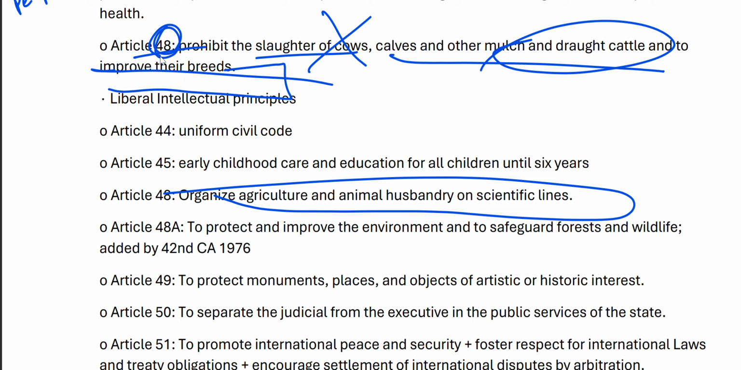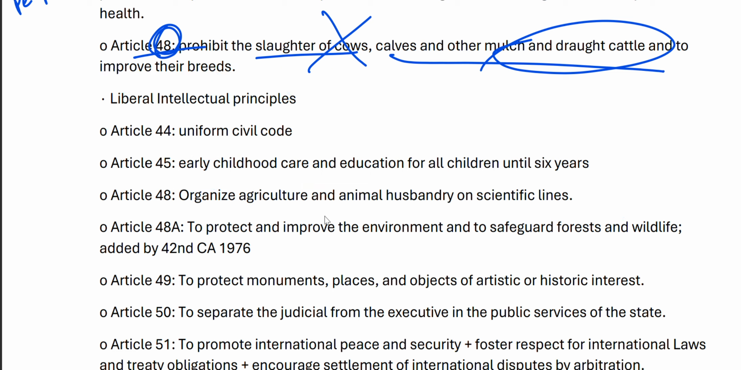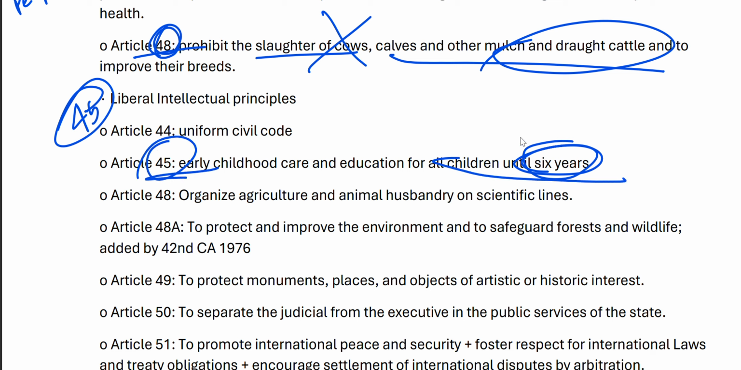Now, in the liberal intellectual principles is where we'll have the Uniform Civil Code. The Uniform Civil Code is present in the liberal intellectual. And what is Article 45? It is related to early childhood care and education for all children until the age of 6 years. Till 6 years, we are giving early childhood care and education. Natal care of infants, infant care. Until 6 years, we are giving care under Article 45. Now, Article 44 is the Uniform Civil Code.